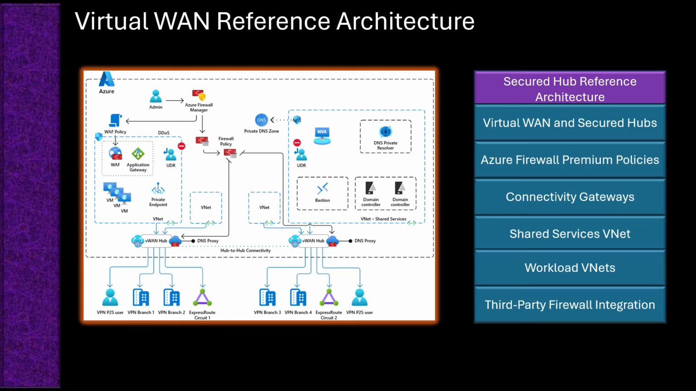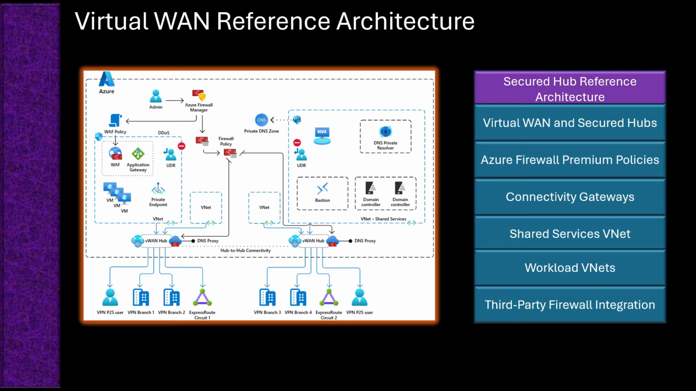The diagram illustrates a commonly deployed reference architecture for applying zero trust principles to Azure Virtual WAN. This approach ensures secure, scalable, and efficient networking across hybrid and cloud environments while adhering to the zero trust model's core tenets such as verify explicitly, use least privilege access, and assume breach.